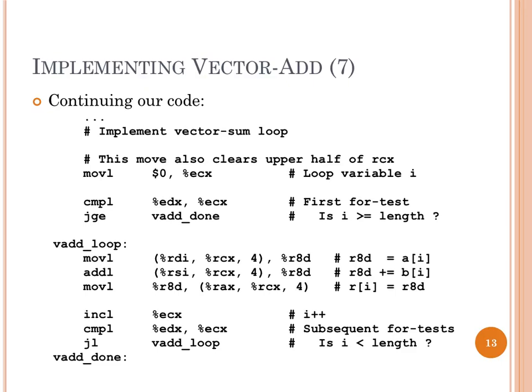Anyway, so ECX is i. We finish our result i equals A i plus B i. We increment ECX, so add 1 to i. And then we do our subsequent for loop test at the end. Again, we see, has i passed length yet? If not, jump back to the top. Implicitly, we're saying, if so, fall through. And that's our entire for loop.